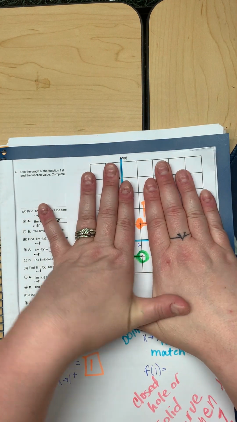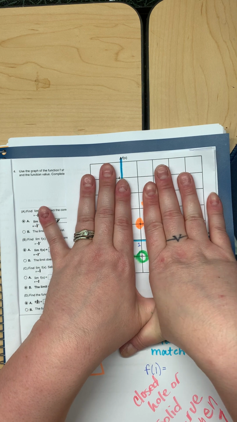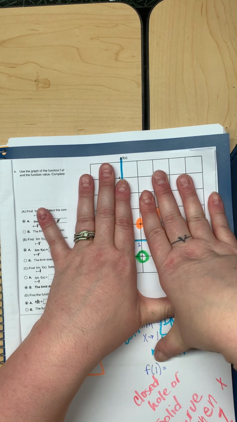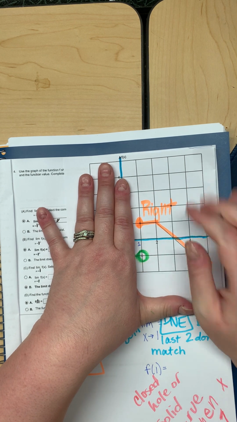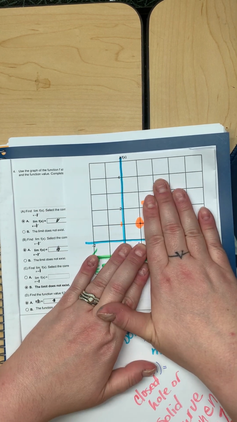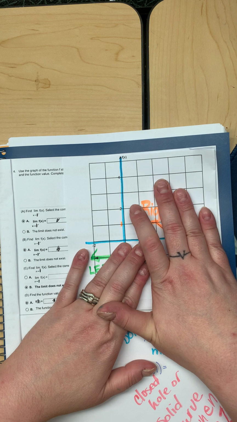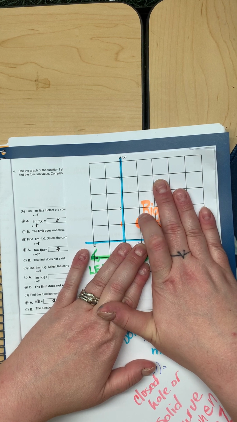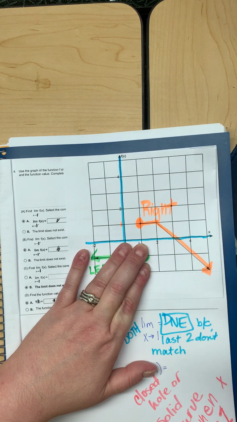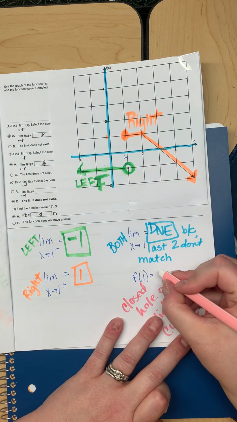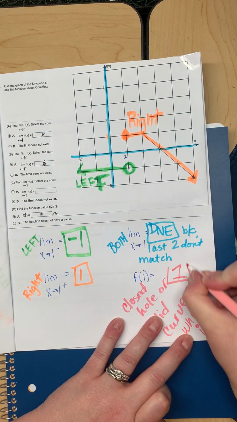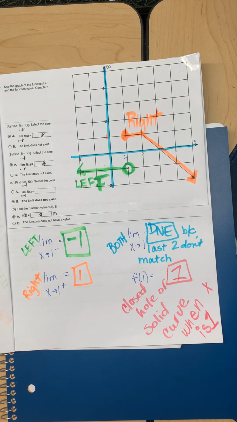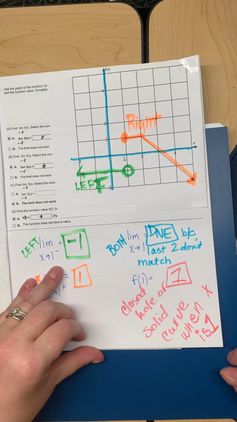Right here-ish, there's 2 points I can look at. But I'm supposed to look at the closed hole. So I'm not looking at this green one. I'm just looking at this orange closed hole, and it's asking, what's the y value at this closed hole? Well, I think it's 1. So f of 1 is 1 because you use the closed hole y value. We do not use the open hole y value.